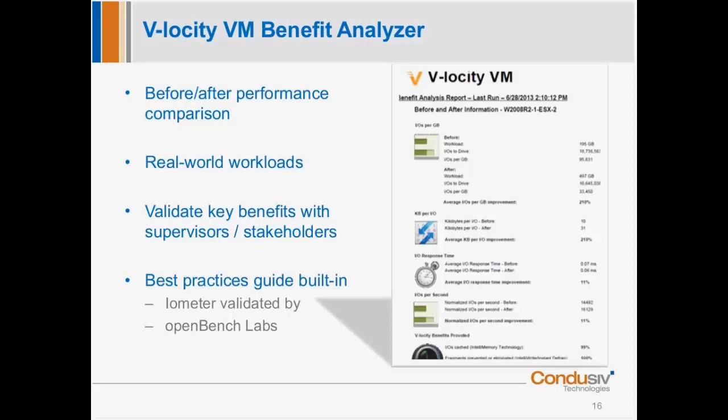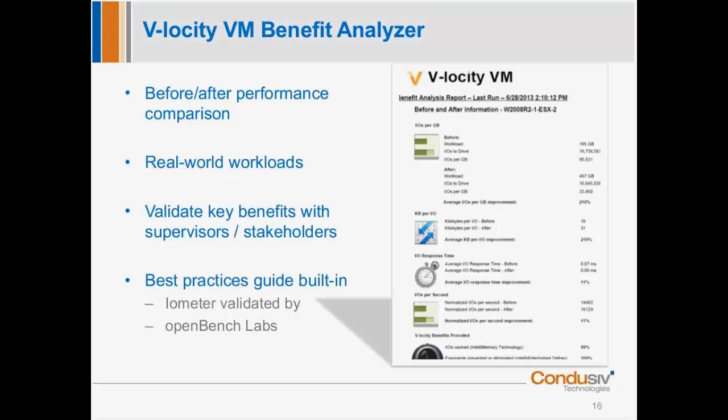There you go. So one of the favorite features of the product is the benefit analyzer. It's a new feature for us, and what it does is it allows you to do a before and after performance comparison on your system's real-world workloads, allowing you to see what benefits you will receive on your specific systems. It allows you to validate key benefits not only for yourself, but with supervisors and other stakeholders. And that feature also has a best practice guide built in to help ensure that you're running an apples-to-apples comparison test.